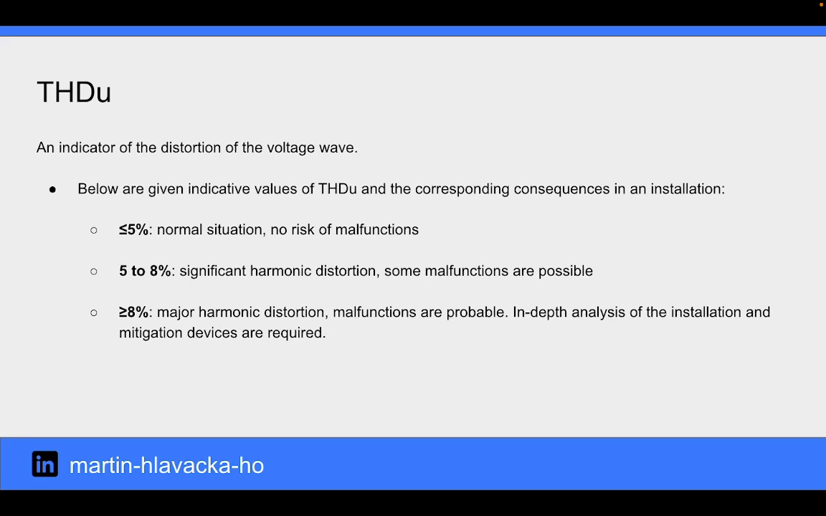THDU is an indicator of voltage wave distortion. If the value is less than or equal to 5%, it's okay and there is no risk of malfunction. If the value is between 5 and 8%, there is a significant harmonic distortion in the network and some malfunctions may occur. If the value is equal to or greater than 8%, significant harmonic distortion exists and malfunctions are likely to occur. An in-depth analysis of the installation and mitigation devices is required.